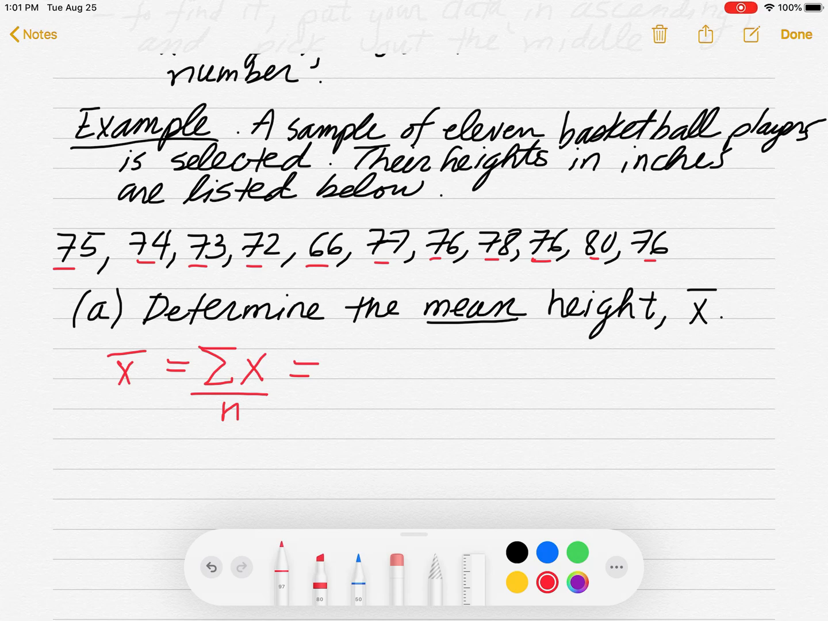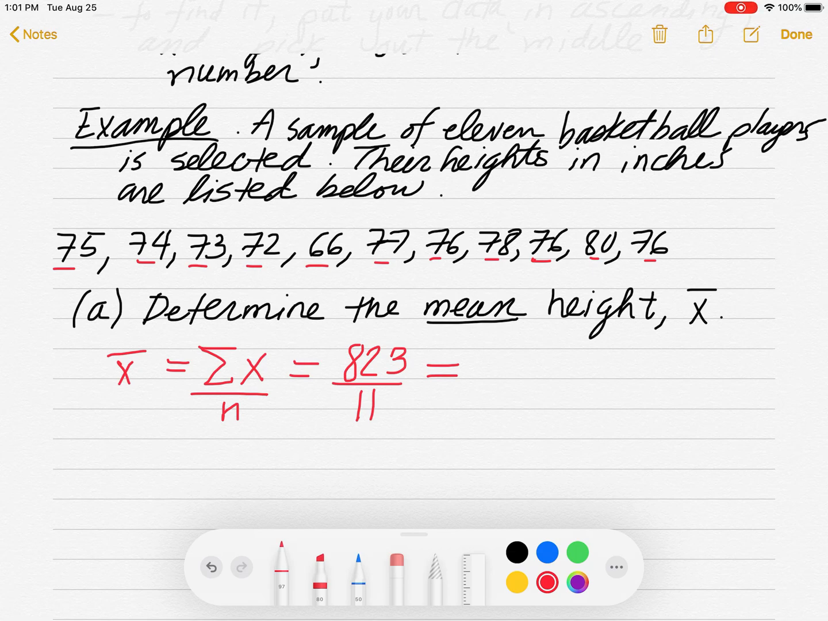Let's see, what do you get? Looks like we get 823. So that's capital sigma X, or the sum of all the X values is 823. And to that, we're going to divide 11, right? Because we have 11 data values. So if I do that, 823 divided by 11 is 74.81 repeating. Is that right?